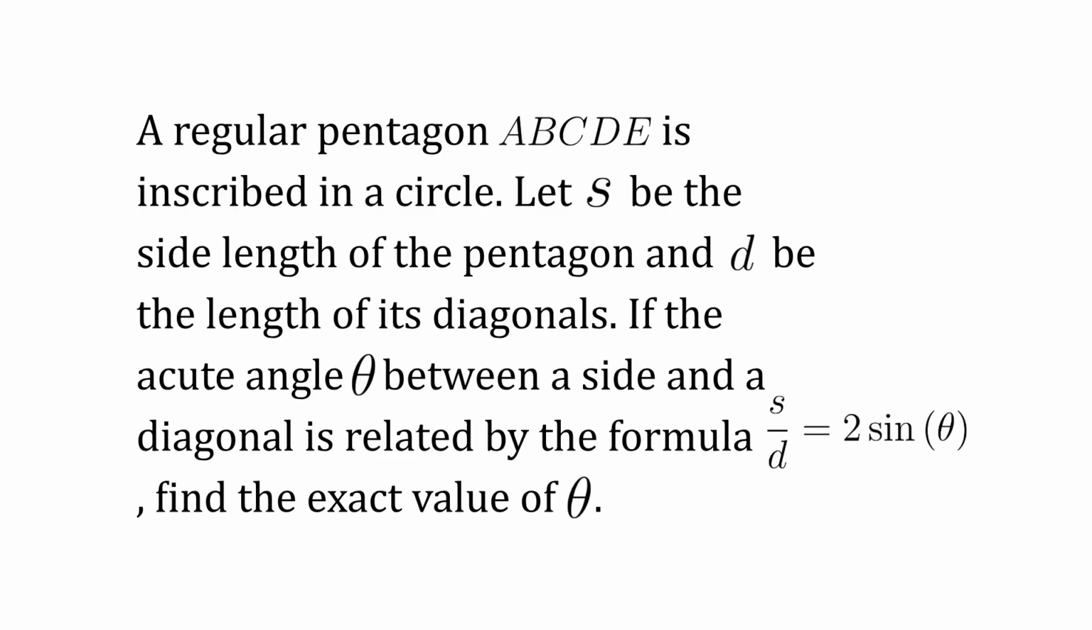So today's question is, a regular pentagon ABCDE is inscribed in a circle. Let S be the side length of the pentagon and D be the length of its diagonals. If the acute angle theta between a side and a diagonal is related by the formula S over D is equal to 2 sine theta, find the exact value of theta. So I'll give you guys some time to try and solve this question by yourself.